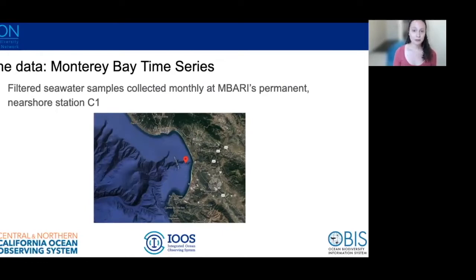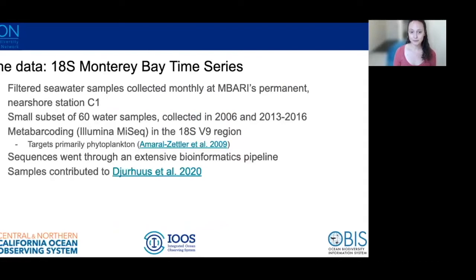The samples I've been working with are filtered seawater samples from a single station, C1, which you can see pictured here. So we chose a small subset of these samples for this initial submission to OBIS. I used 60 water samples that were collected in 2006 and between 2013 and 2016. These samples underwent metabarcoding in the 18S V9 region, and then they went through an extensive bioinformatics pipeline, which I'll talk a little bit more about in a minute. Some of these samples contributed to a recent publication, so you can refer to that for a little bit more information.